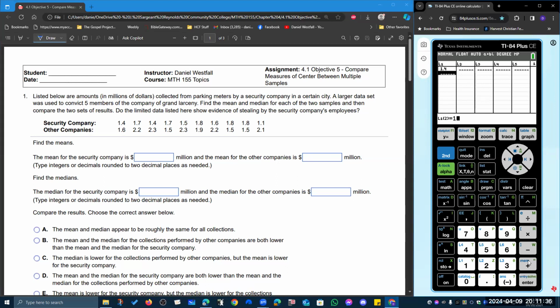And put in 1.4, 1.7, 1.4, 1.5, 1.8, 1.6, 1.8, 1.8, and 1.1. And then in the next list over here, I'm going to put in 1.6, 2.2, 2.3, 1.5, 2.3, 1.9, 2.2, 1.5, 1.5, and 2.1. Oh, let me just make sure I entered something double or missed something here, because there should be the same number of entries for both.